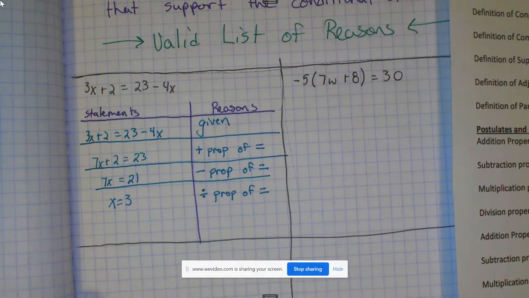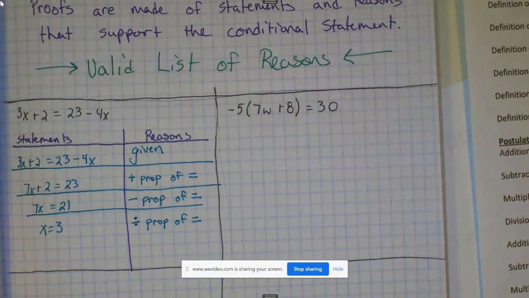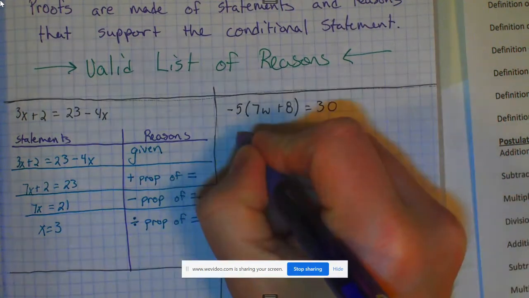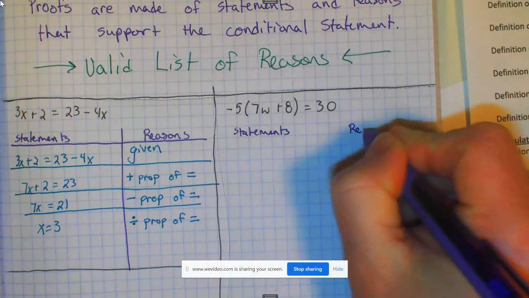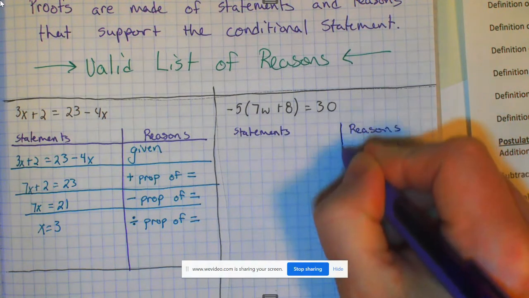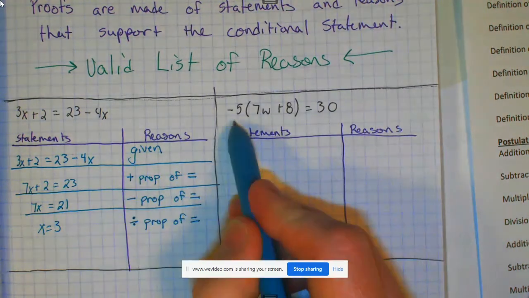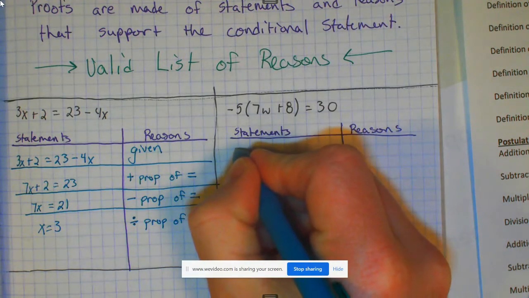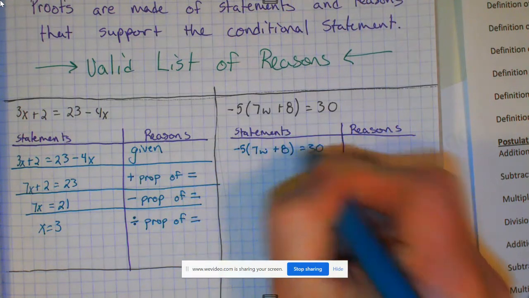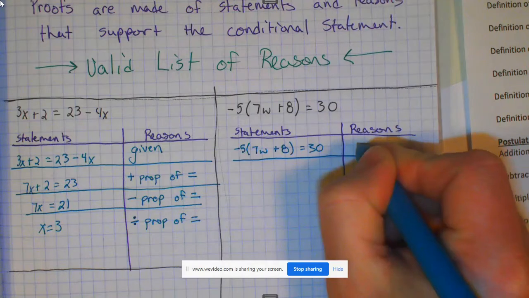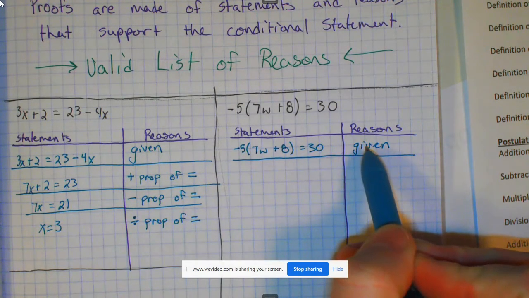So let's look at this next one. Again, we're going to set up our statements and our reasons. Our first statement will be what they provide me up here. So we're just going to say -5, parentheses 7w plus 8 equals 30. Do not change anything from what they gave you, because if you change it, it's not the given.